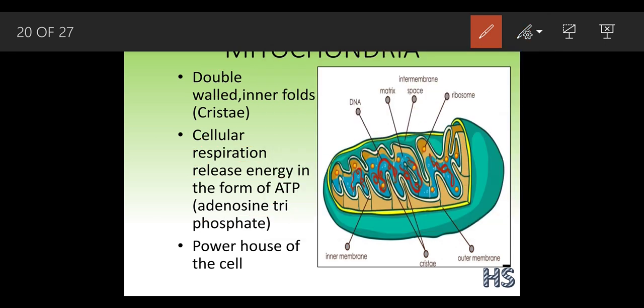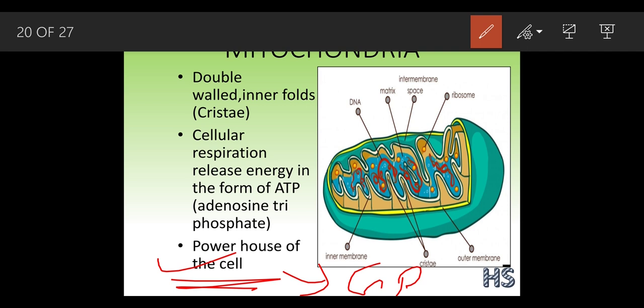This is called the powerhouse of the cell. They might ask you to give the reason, okay, why mitochondria is called the powerhouse of the cell. Mitochondria is called the powerhouse of the cell because it works in cellular respiration, which helps to release the energy in the form of ATP. So this reason is very important, okay.